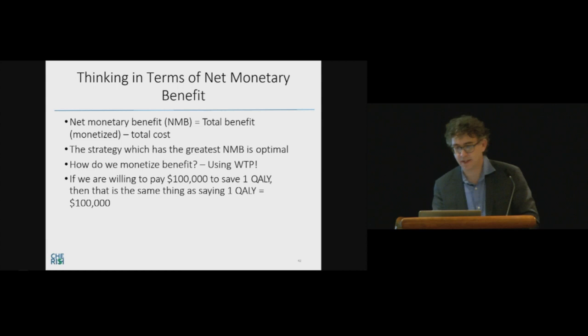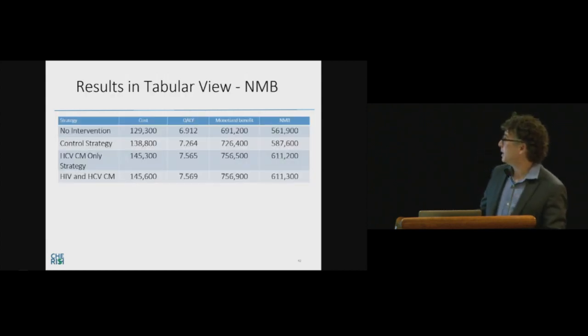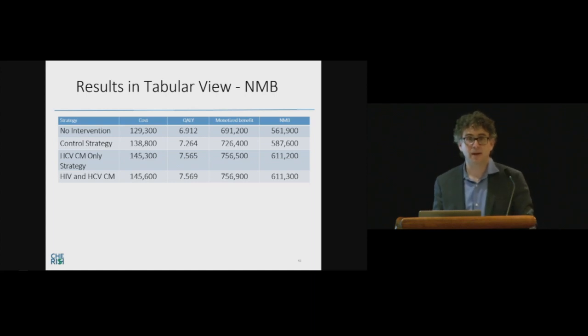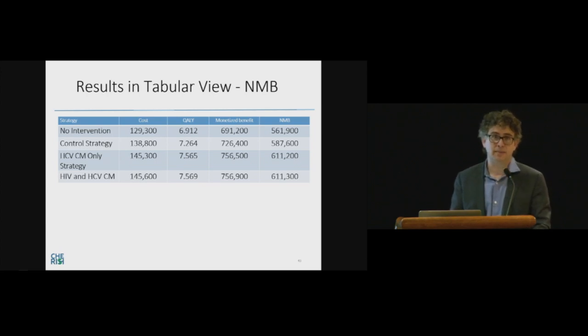Okay, so here it is. This is just the results with net monetary benefit. We have cost, we have QALY, here's the monetized benefit, which is just this times $100,000, and here's the net monetary benefit. And what you can see if you go back through the slides or compare, the ordering in net monetary benefit is the exact same as the ordering in ICERs.